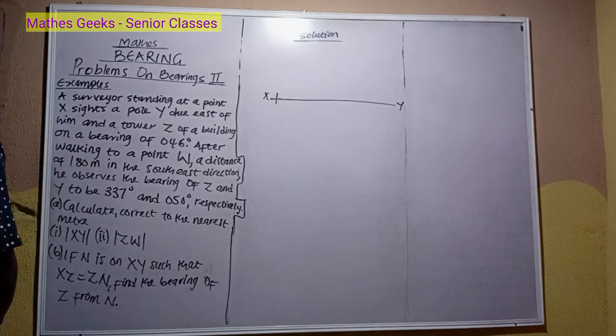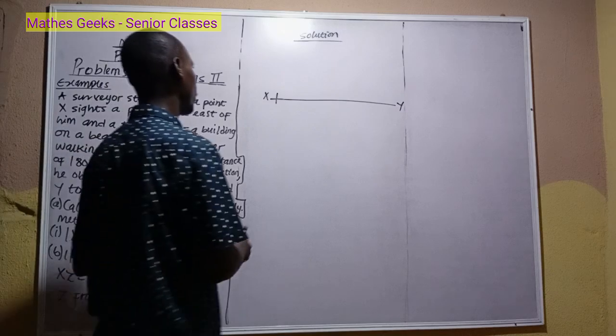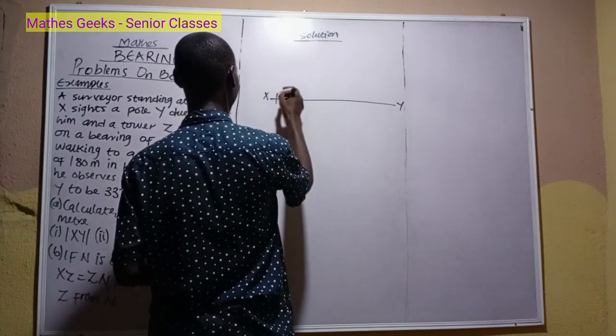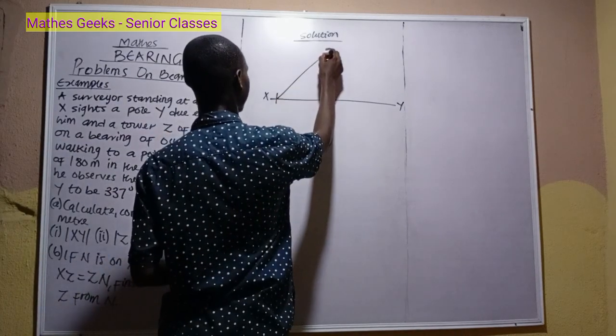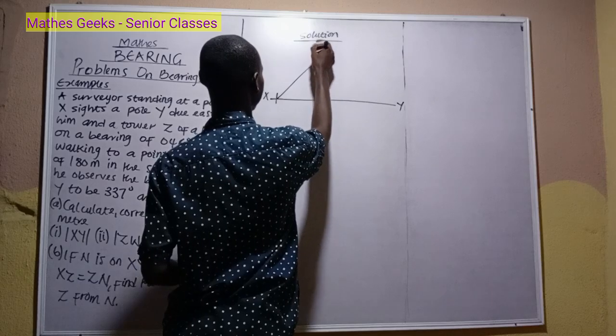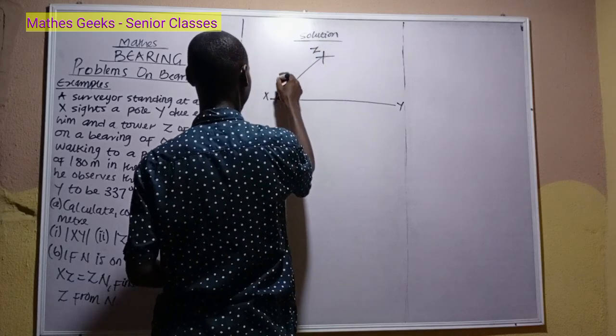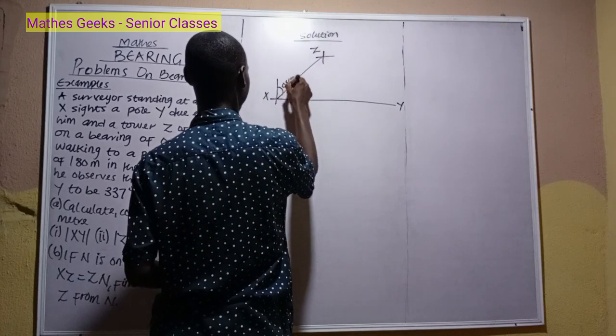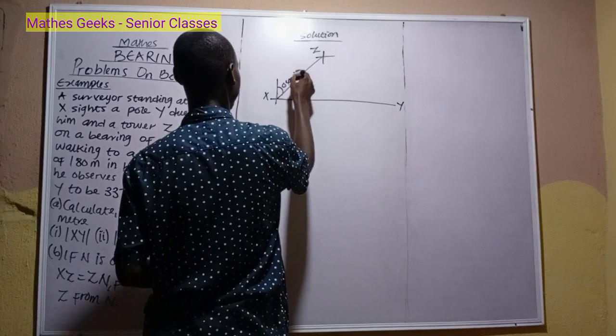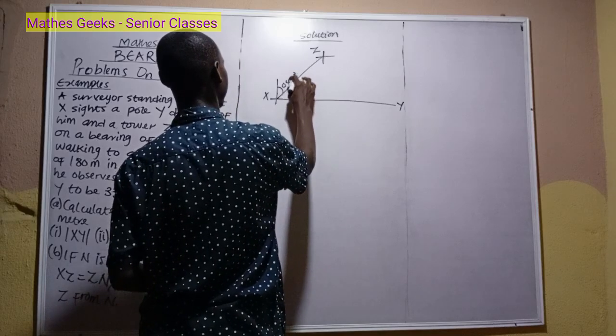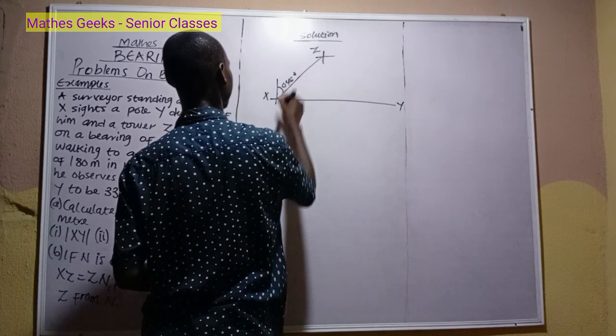and a tower Z of a building on a bearing of 046 degrees. A tower Z on a bearing of 046 will be like this. So this is Z, and then yes, 046 degrees.